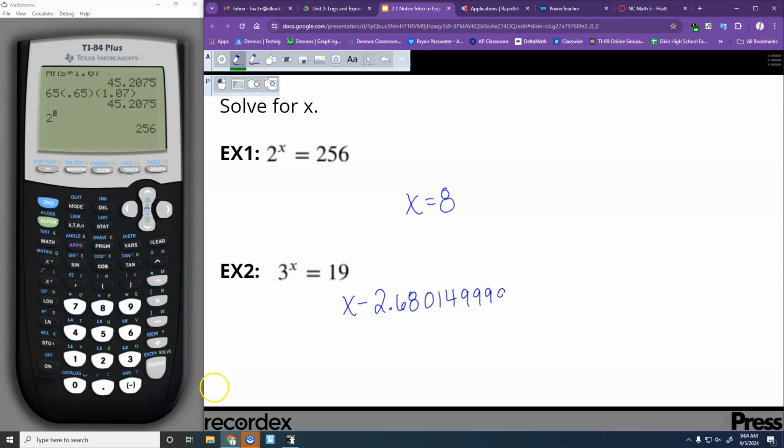Okay, this is what Lily has. 2.68014999. And if I do 3 to the 2.68014999, I got 19.000128. That is very close to being the right answer. Did anybody get any closer than that?